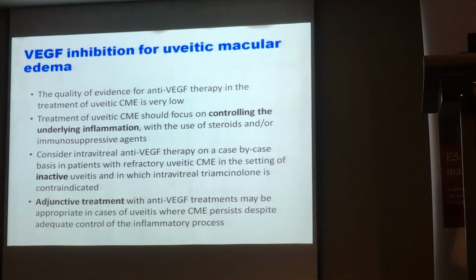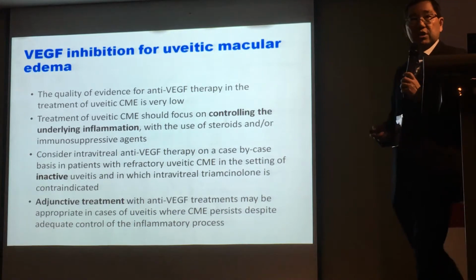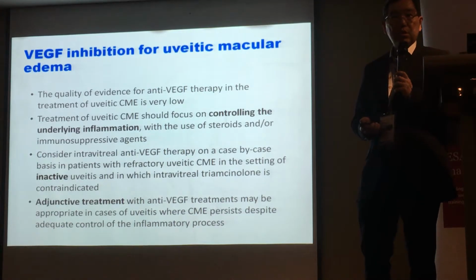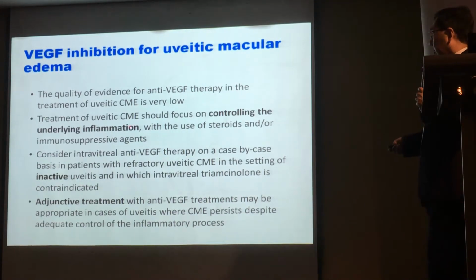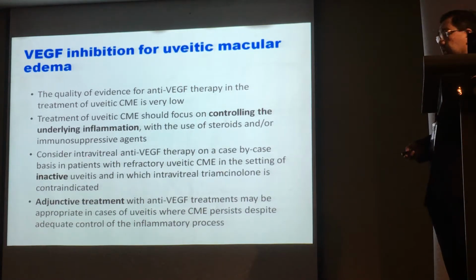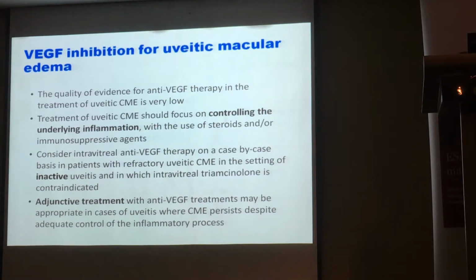Unfortunately, the evidence is still very weak. We don't have level 1 randomized controlled trials. So the aim is really to try and control inflammation. I'm not telling you that anti-VEGF is the mainstay or first-line treatment for uveitic cystoid macular edema. We consider anti-VEGF therapy on a case-by-case basis.